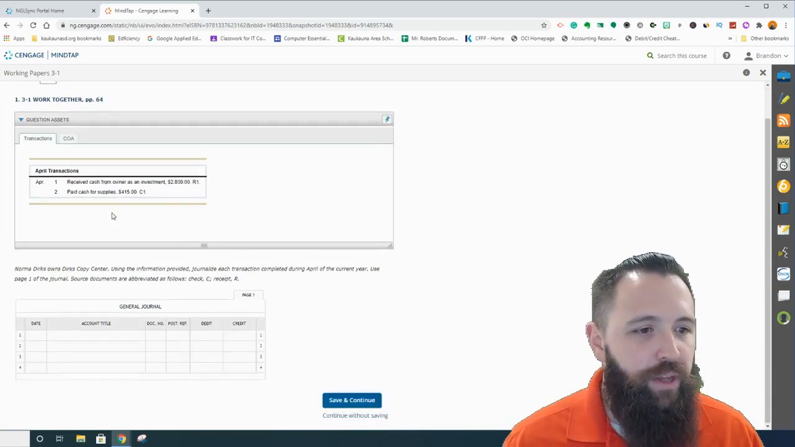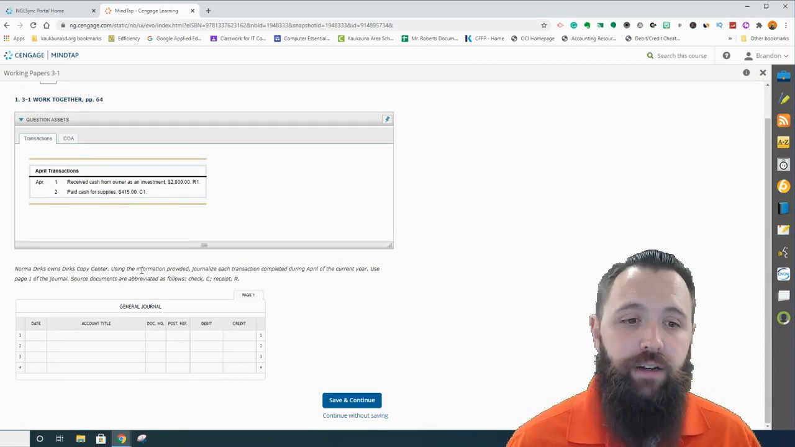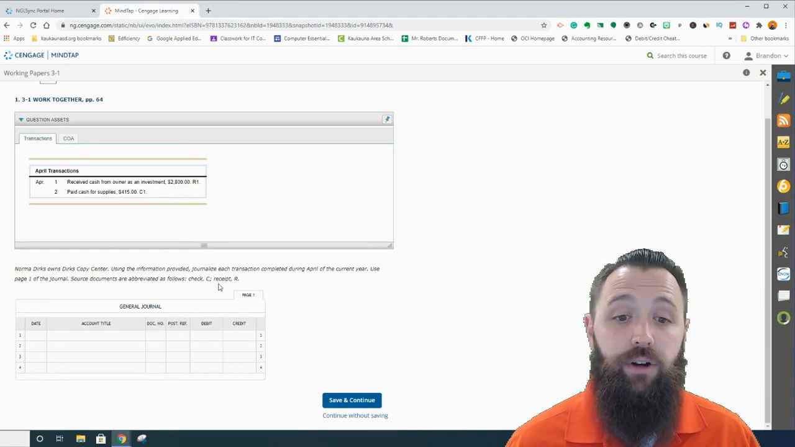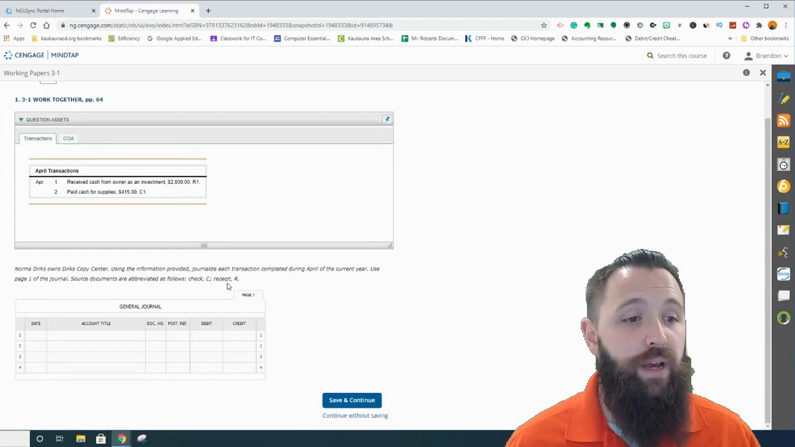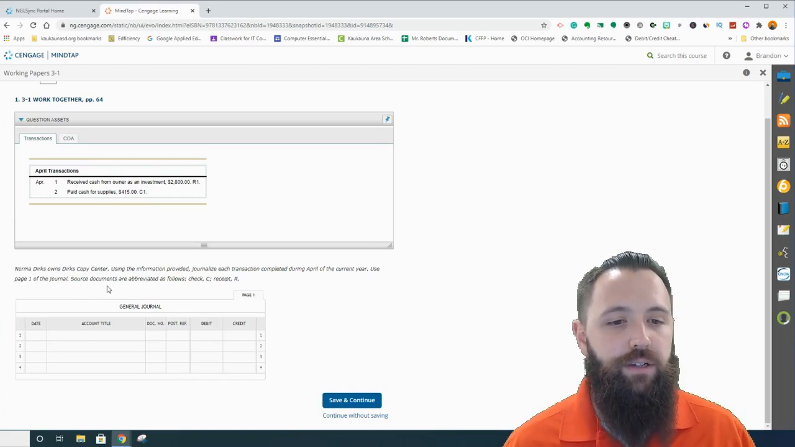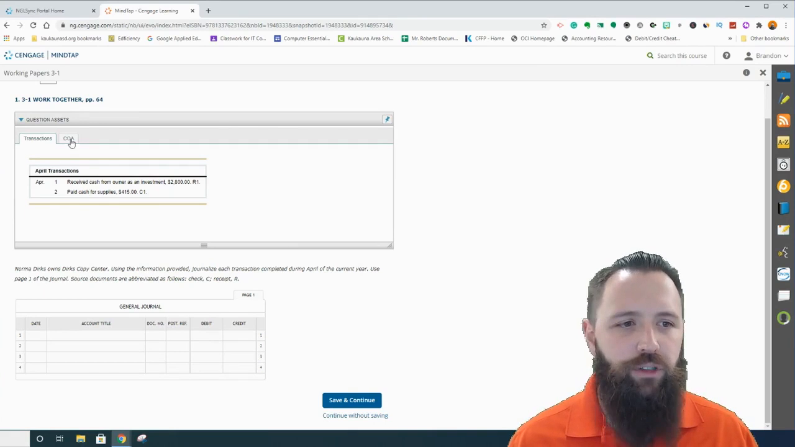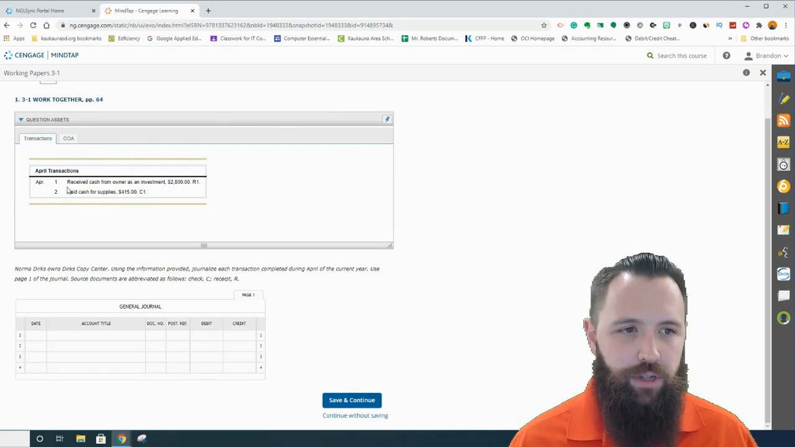So let's look here. It says Norma Dirks owns Dirks Copy Center. Using the information provided, journalize each transaction completed during April of the current year. Use page 1 of the journal. Source documents are abbreviated as follows. Check is C and receipt is R. So let's just go through this real quick. We have our transactions here, April 1st and April 2nd.